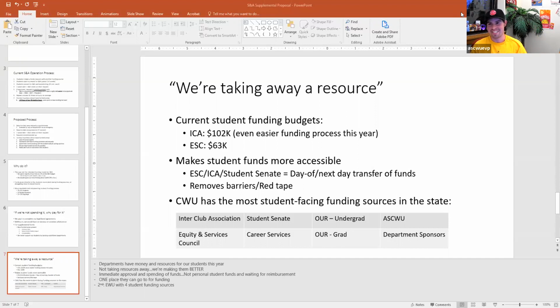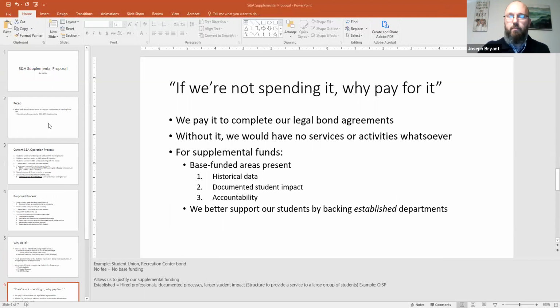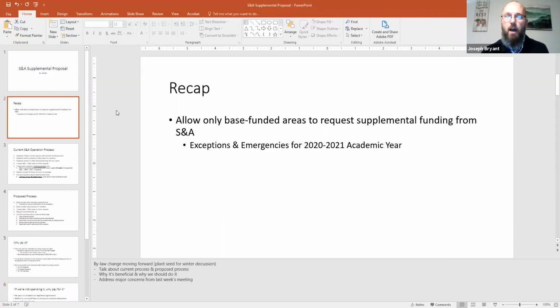Joey, can you help me with the language? So I think to clarify, and tell me if this is right, because I know Aubrey's writing it down too: you're motioning that the supplemental budget for the S&A fee committee this year be earmarked for currently base funded units only to come forward for emergency, or I can't remember the other word you used. I guess exception. Yeah. So there's a motion on the table. Is there a second? Someone would have to second for us to discuss further.